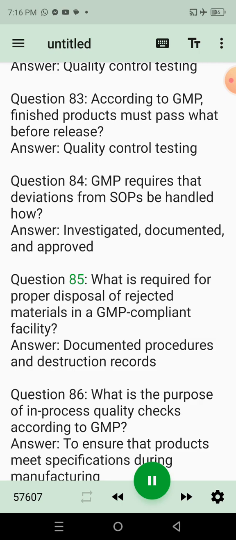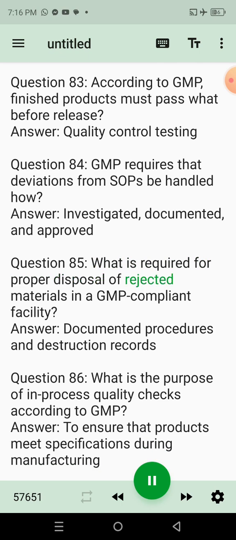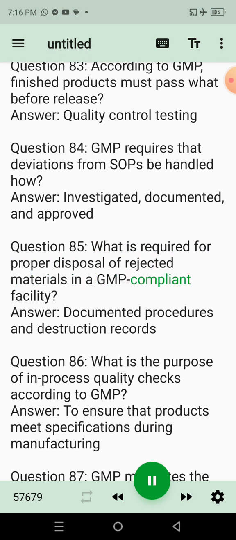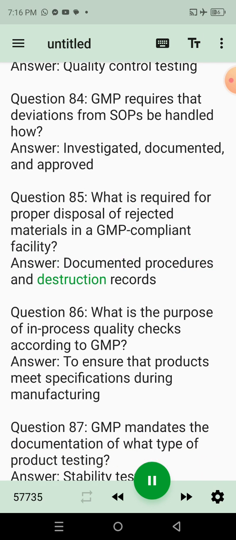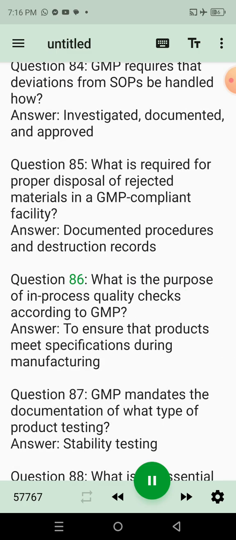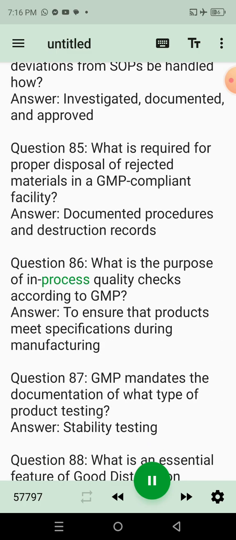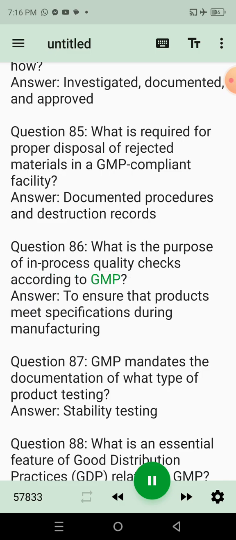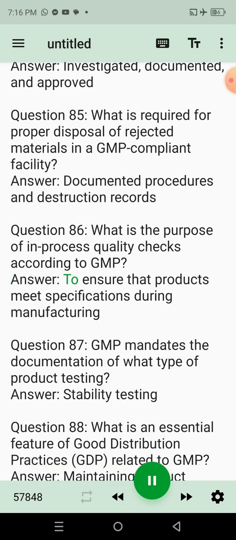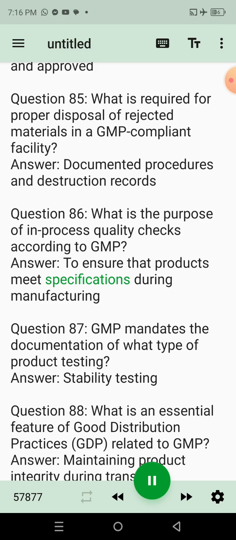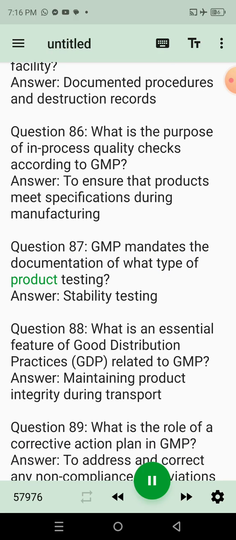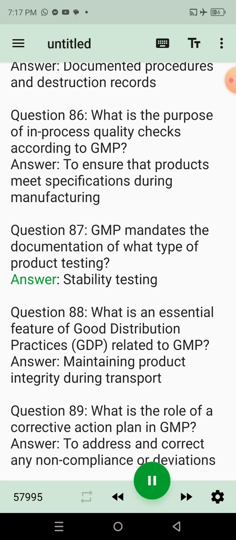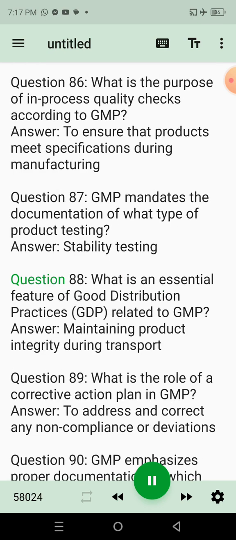Question 85. What is required for proper disposal of rejected materials in a GMP-compliant facility? Answer: documented procedures and destruction records. Question 86. What is the purpose of in-process quality checks according to GMP? Answer: to ensure that products meet specifications during manufacturing. Question 87. GMP mandates the documentation of what type of product testing? Answer: stability testing.